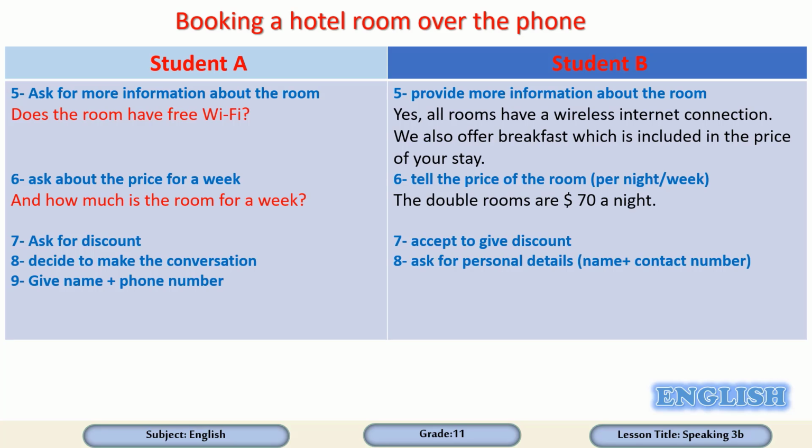Student A then will ask about the price for a week. He or she can say, "And how much is the room for a week?" Student B will answer, telling the price of the room per night or per week. He or she can say, "The double rooms are $70 a night."